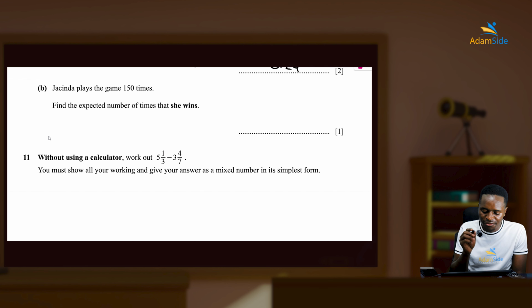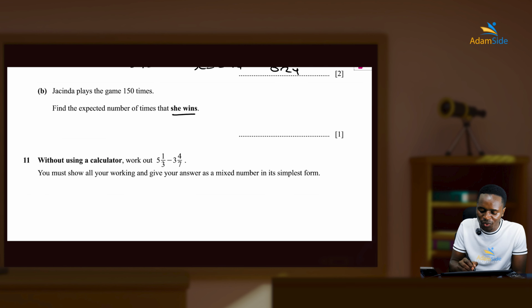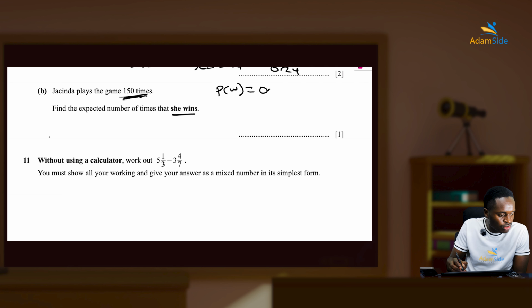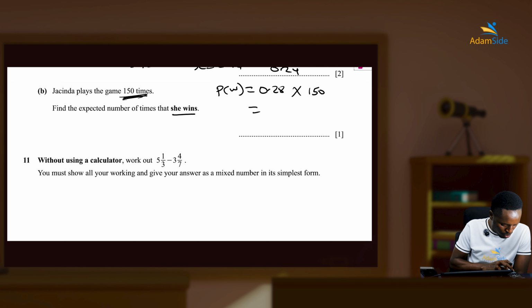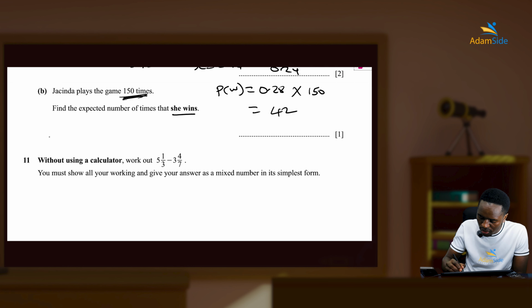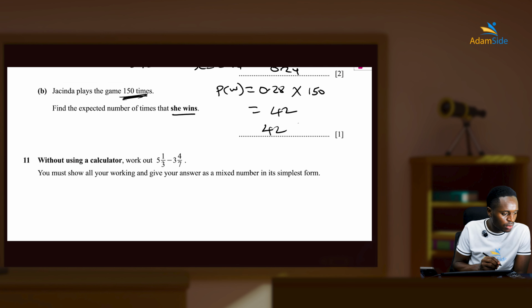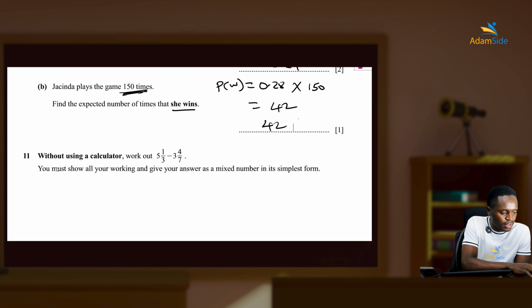Jacinda plays the game 150 times. Find the expected number of times that she wins. This is probability: the total number of trials is 150. So you take the probability of her winning, which is 0.28, times the total, which is 150 times. If you do that, 0.28 times 150, you get 42. So she will win 42 times.